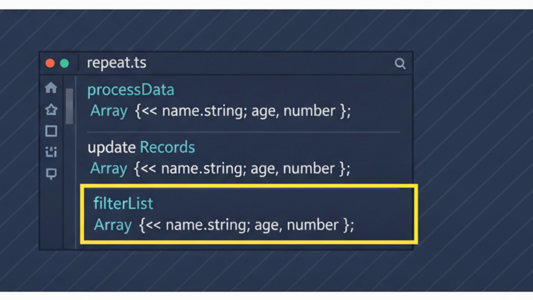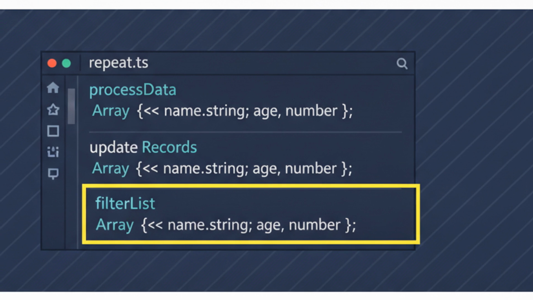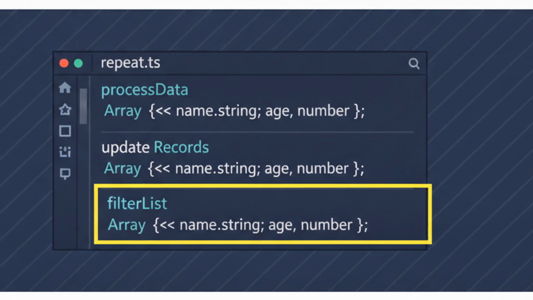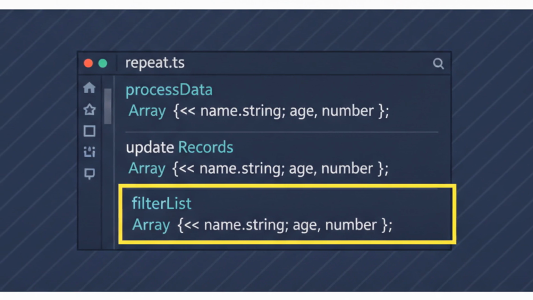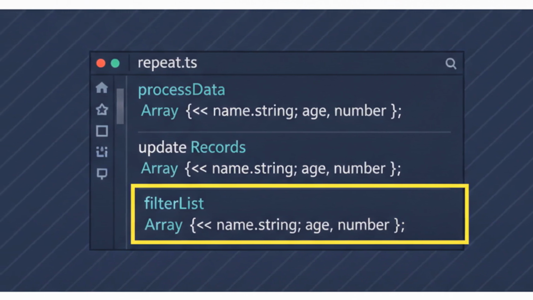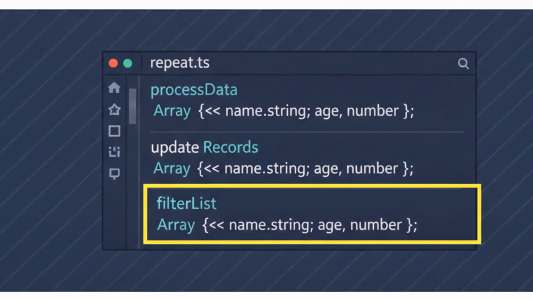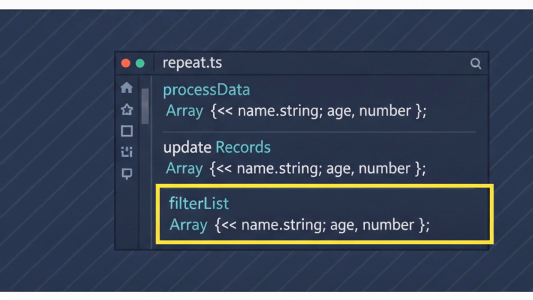Inline types work, but imagine writing that same shape in 10 different functions. You'd repeat the whole thing every time, and if the shape changes, you'd edit it in 10 places. That's painful and error-prone. We need a way to name a shape once and reuse it everywhere. That's exactly what an interface does.